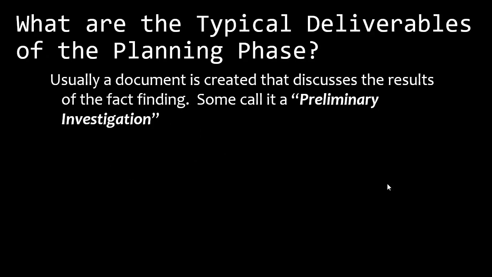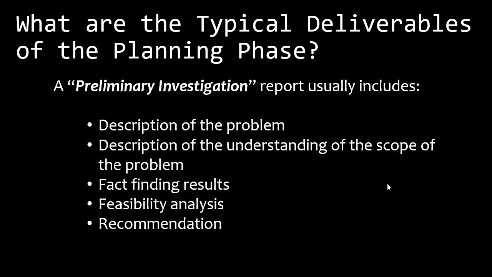What do we usually do? Well, in the end, we usually put together a document, something we're going to share with our customer that will basically go through what we found. And what we found is usually the description and understanding of the scope of the problem. We want to write all this down to make sure our customer agrees and we're not moving forward without both of us being on the same page. Our fact-finding results, based upon our interviewing and surveying and so on. Our feasibility analysis based upon those questions we asked for each one of those feasibility pieces, and basically our recommendation.